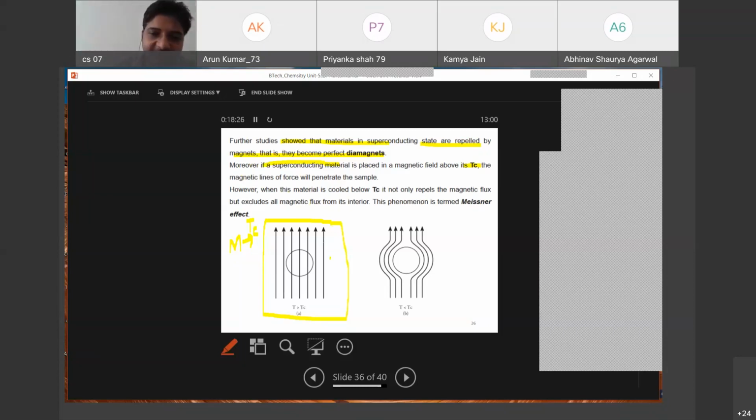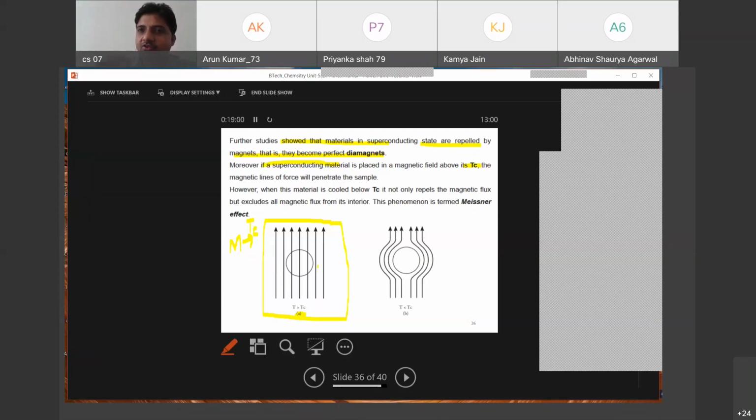See this figure A, you will have this situation here. As you can see in figure A, the arrows denote the magnetic force lines, the magnetic field, and the circle in the center is your metal, which is present above the critical temperature. So this is the first case. This is the feature of a superconducting material.